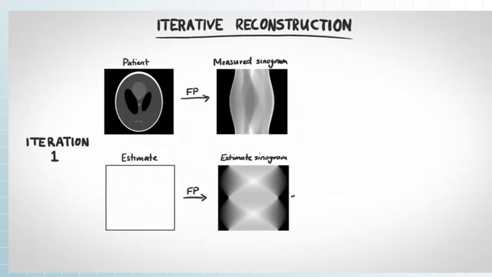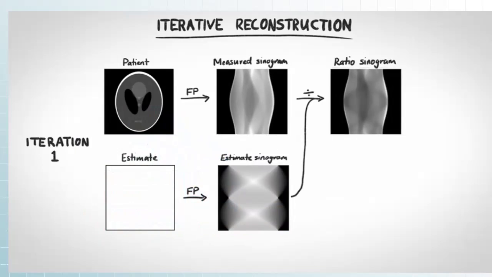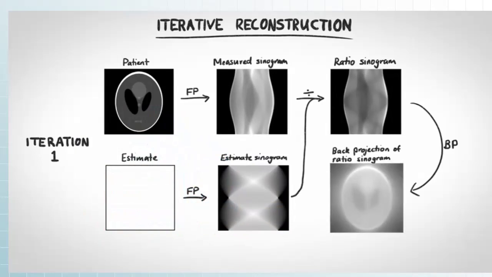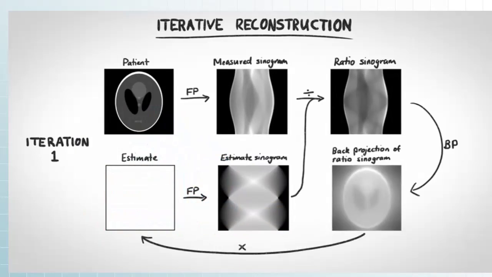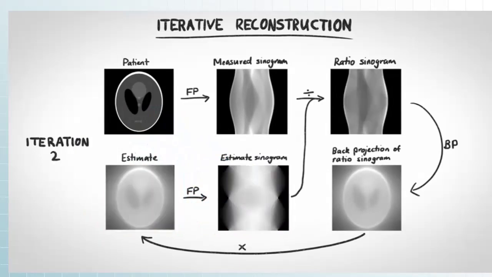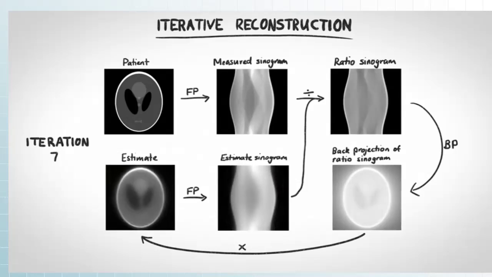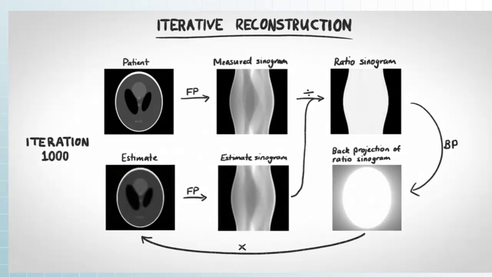We do this by dividing the measured sinogram by the estimated sinogram to form the ratio sinogram. The ratio sinogram is then back projected, and the result is multiplied with our initial estimate to form our new guess. Whew. So that's one iteration. And watch what happens with subsequent iterations. The idea is we get closer and closer to the true image until further iterations make no difference to our estimate. So what's the difference between this method and filtered back projection?